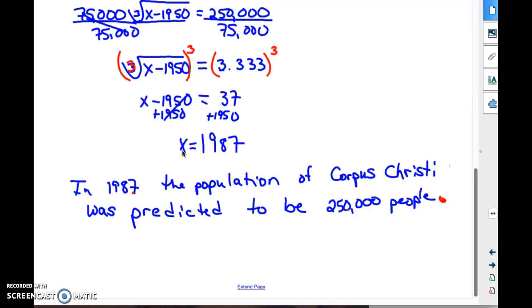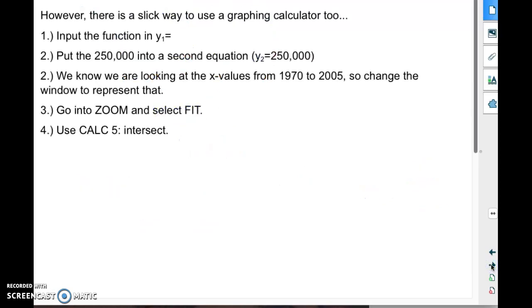I want to show you how to do this whole entire problem using your graphing calculator. So the first thing it asks us to do is to input the function of y1. Well, that's going to be the 75,000 times the cube root of x minus 1950. So we'll put that into y1, and then y2 will be what we want our population to be.